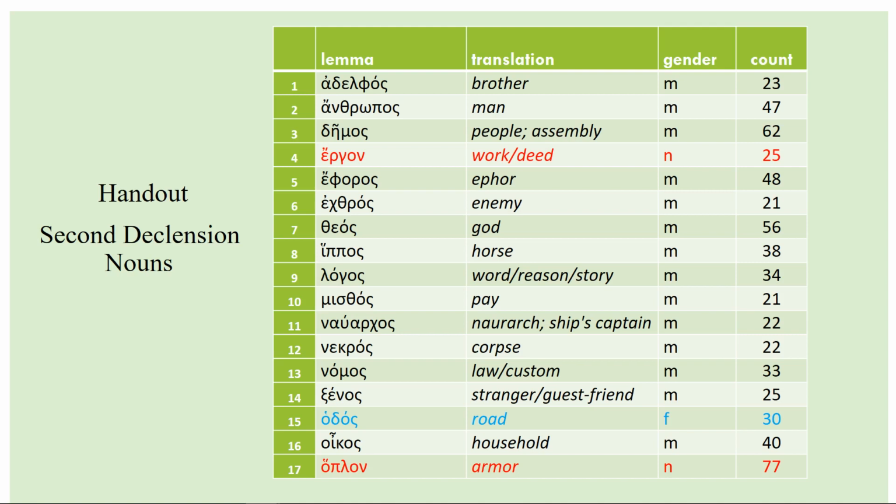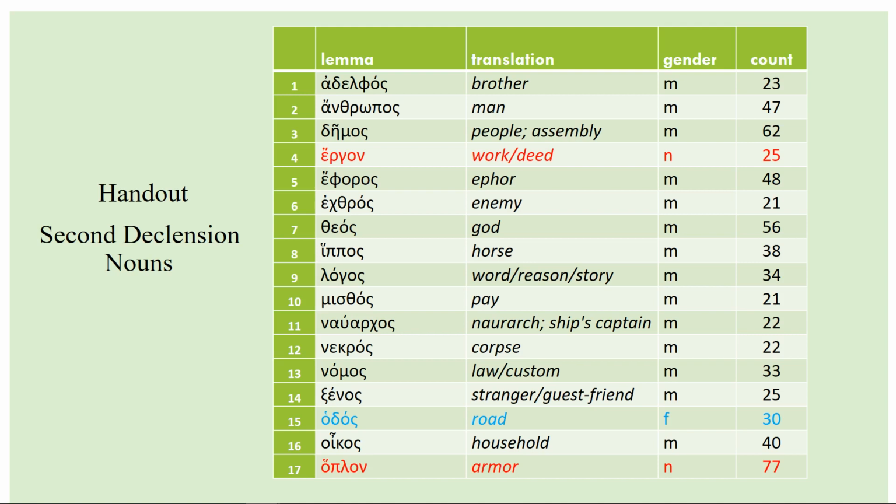Logos is a very complicated word that can mean, at its basic, word. It comes from the word to speak. But it can mean the reason for something. It can mean the story. It can mean all kinds of things. So you have to be careful with that word because it's very nuanced. Misthos is pay. So if you pay your people, right, that's what you give them.